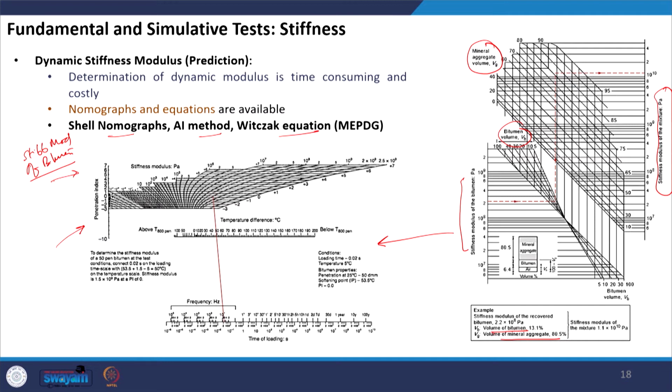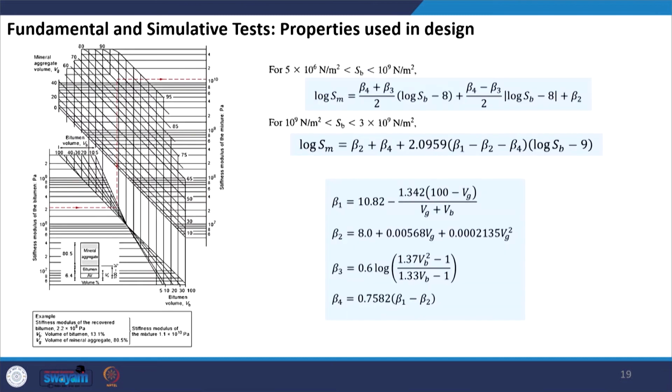For example, if you have got a modulus of bitumen as 2.2 into 10 to the power 8 Pascal here, and the volume of bitumen is 13.1, so you go to the 13.1 line, these are marked here, and let us say the volume of mineral aggregate is 80.5%. So this is 80, it will be somewhere here. So for 80.5%, you just draw a perpendicular line and you get the stiffness modulus. So in this example it is shown as 1.1 into 10 to the power 10 Pascals.